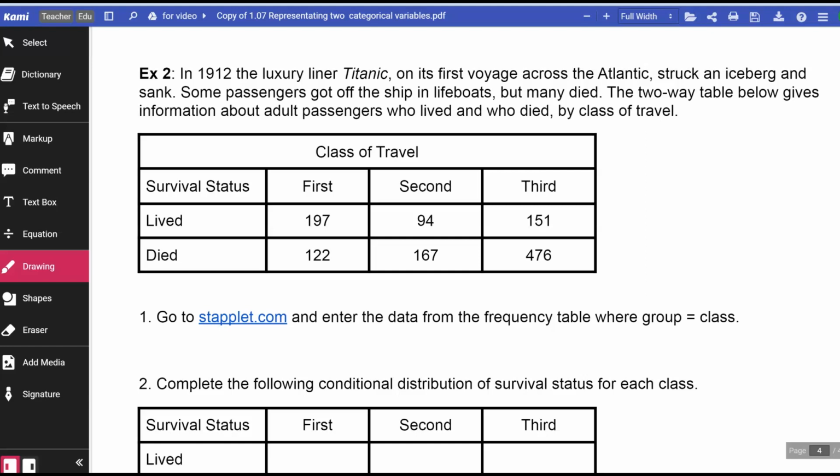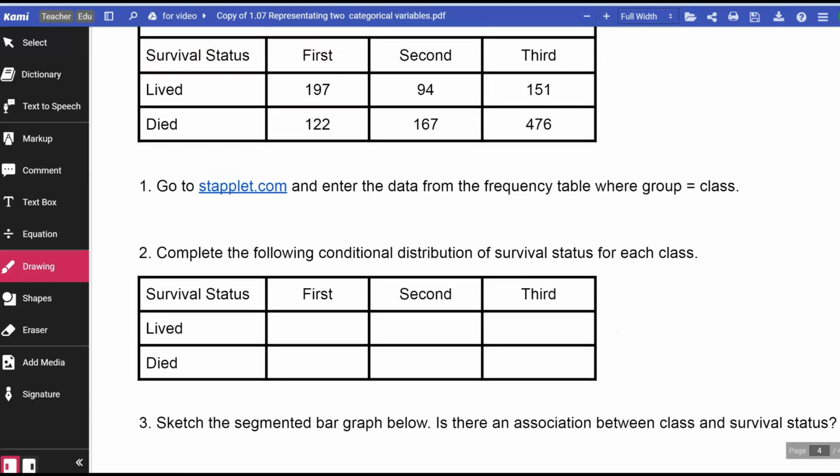So the two variables that we're seeing if there's an association with is class. So if you were a first, second, or third class passenger, how likely were you to have lived or to have died? And so again, we can represent two categorical variables with a side-by-side bar graph, but let's use a segmented bar graph. So first thing that we're asked to do is to create a conditional distribution by survival class.